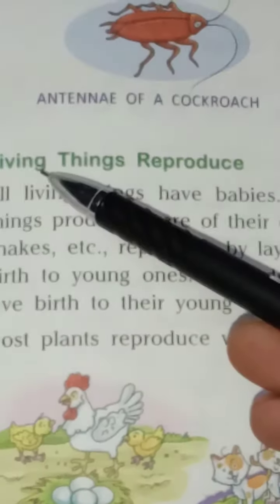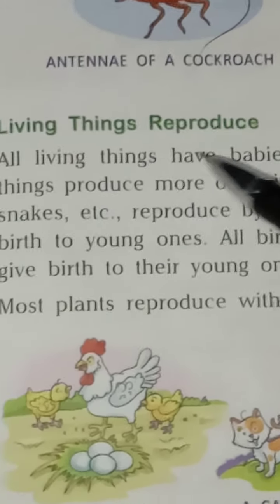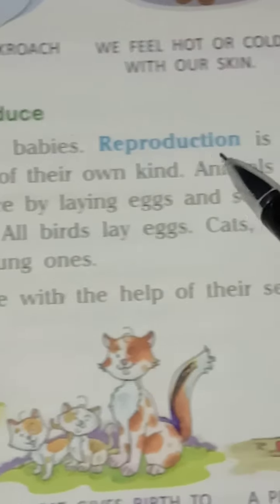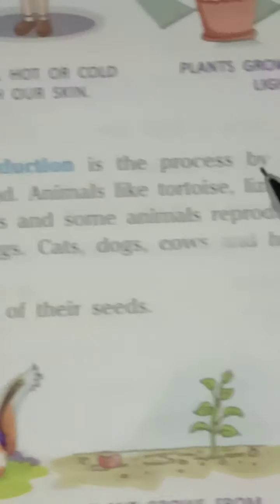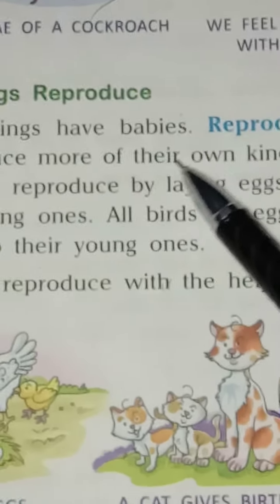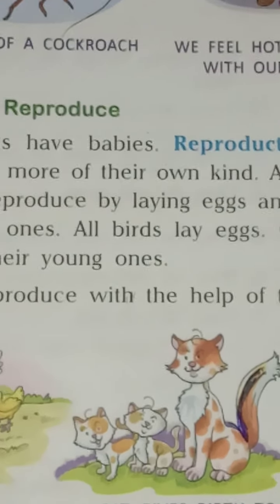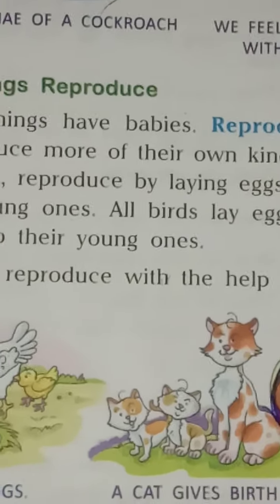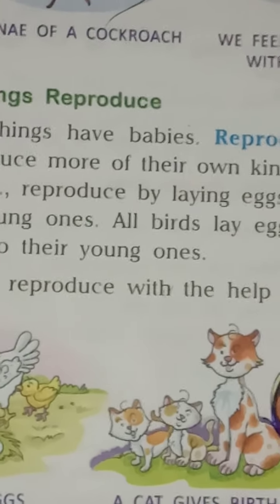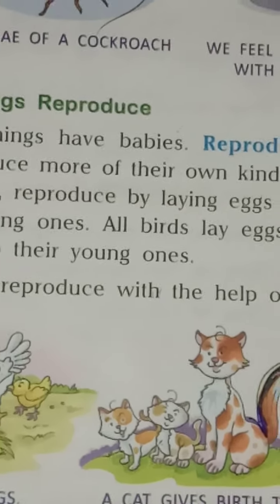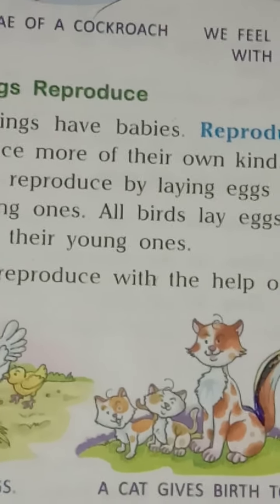Now student, living things reproduce. All living things have babies. Reproduction is the process by which living things produce more of their own kind. Reproduction is the biological process by which new individual organisms, offspring, are produced from their parents.